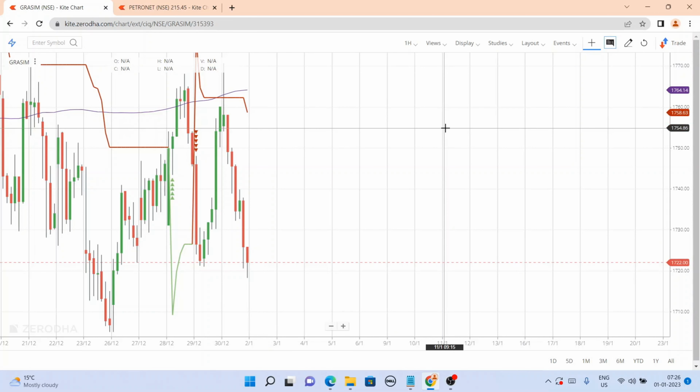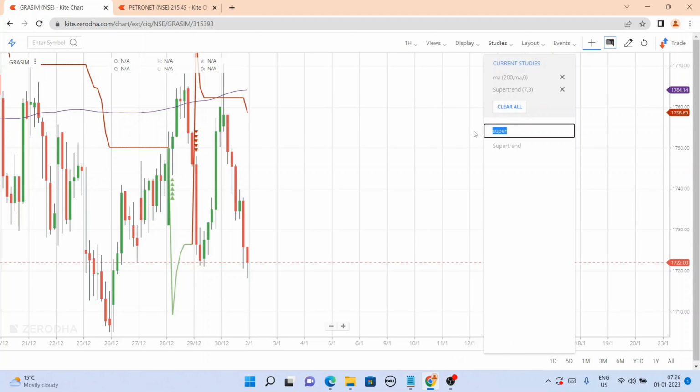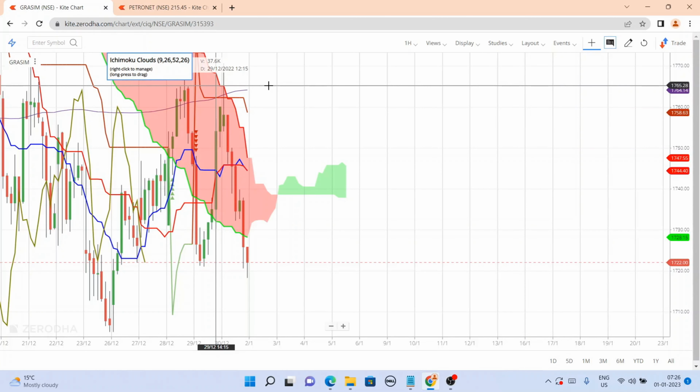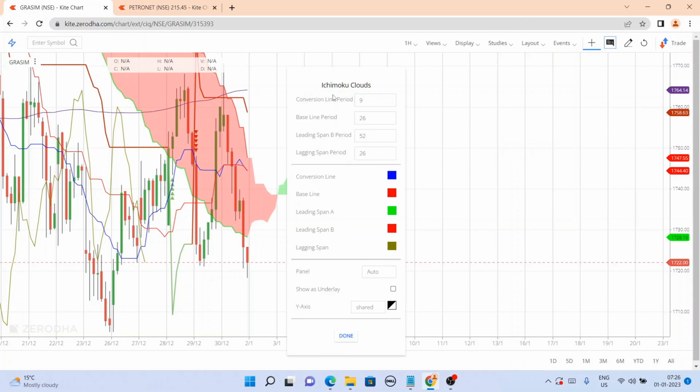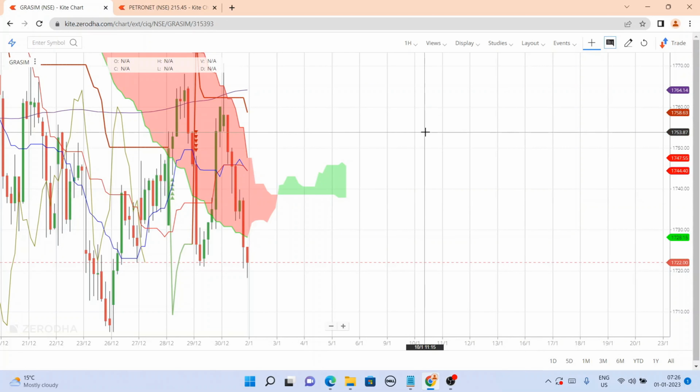The third one being the Ichimoku cloud. Again, I wouldn't be changing any of the settings here. I would leave it at default settings. For the people who will be using other trading terminals, these are the default settings for the Ichimoku cloud. I will not get into the details of what Ichimoku cloud is. There are plenty of resources available on the internet which you can refer to if you need more information.